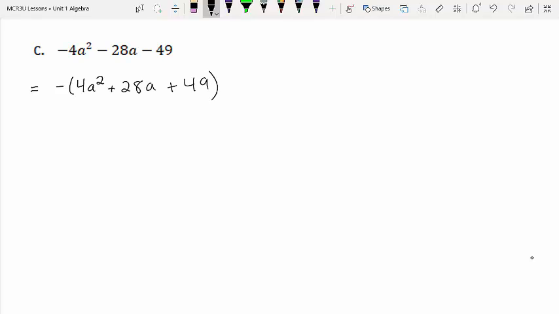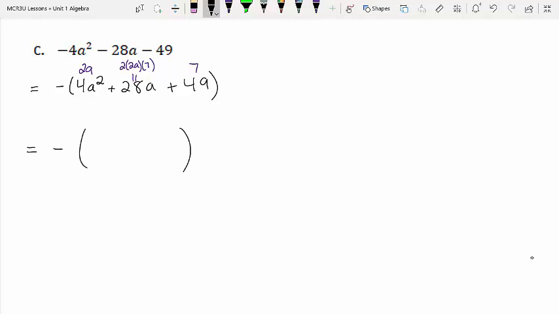Now let's see if this is a perfect square trinomial. Okay, so square root of the first term is 2a. Square root of the second term is 7. And let's check to see if that middle term is equal to 2 times the square root of each of those first and third terms. Okay? And you'll see that 2 times 2a times 7 is 28a. Perfect. So this is a perfect square trinomial. Let's go ahead and factor it.